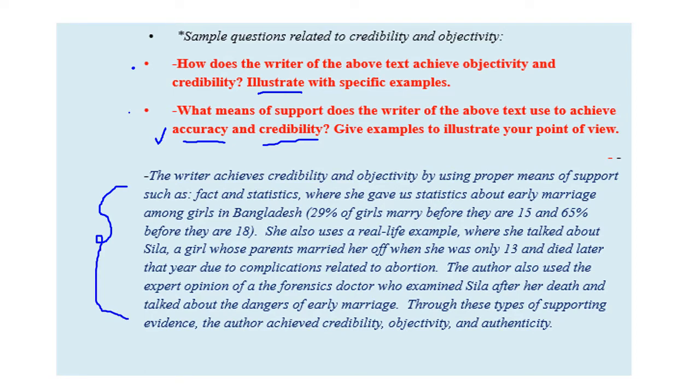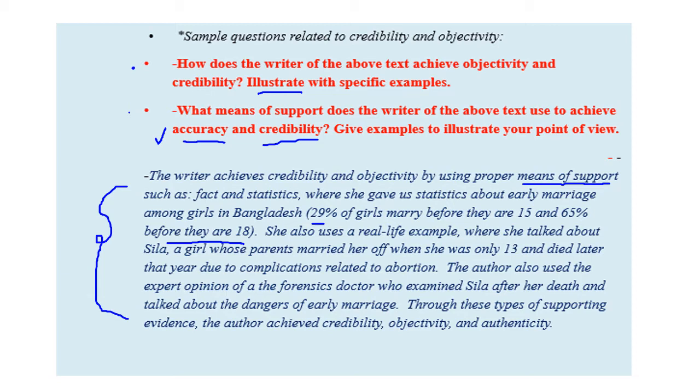The writer achieves credibility and objectivity by using proper means of support, or if you want, supporting evidence, such as facts and statistics, where she gave us statistics about early marriage among girls in Bangladesh, saying 29% of girls marry before they are 15 and 65% marry before they are 18. So, you told me about the fact that the author gives facts and statistics. Give me an example. It's not enough to mention it.